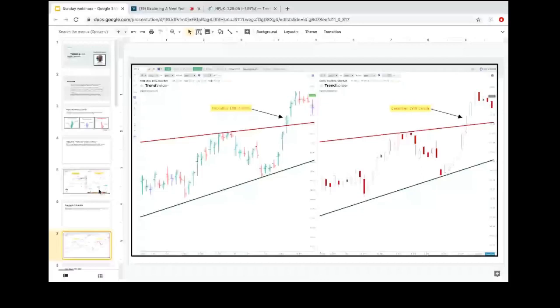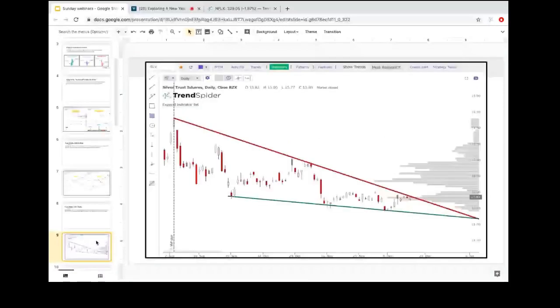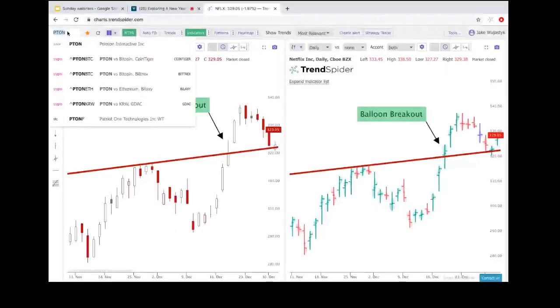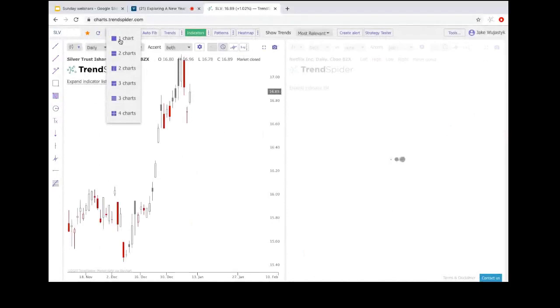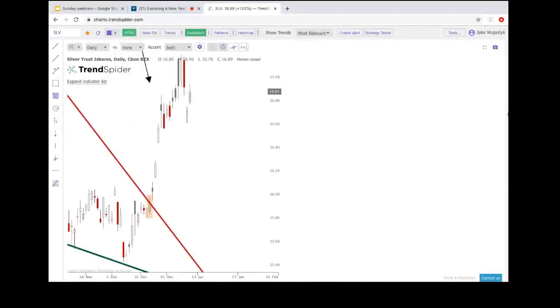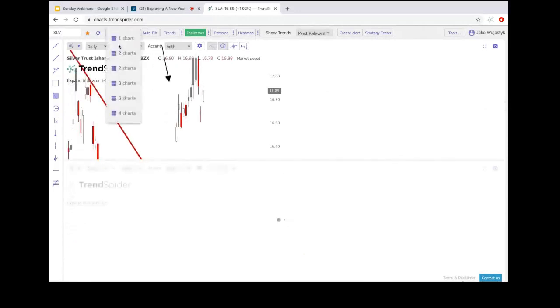Next example here is SLV. In the SLV case study, this is essentially a chart that had a falling wedge. You can see that I anchored the volume by price right from the top of the falling wedge. If I go to SLV here, which is just silver, you'll see a couple different things. This is actually a pretty cool case study for two different reasons. One of those reasons is simply because, well, let me fix this real quick.